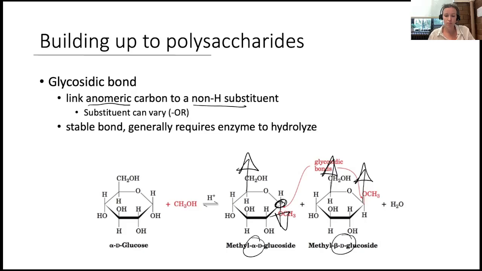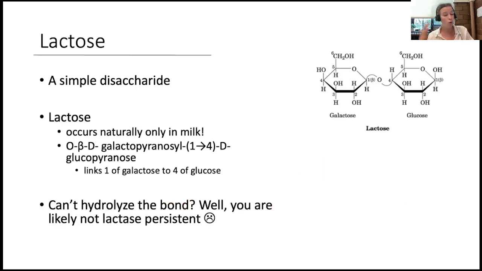Now, as I mentioned, this glycosidic bond can be formed not just to small substituents such as OH or OCH3, but also just a whole other sugar. And I'll give you two examples of this. The first is lactose. This is a simple disaccharide found in milk. If you're able to drink cow's milk, you must be lactase persistent, so your body makes the enzyme lactase that's able to digest this bond. If you are lactose intolerant, sadly, you do not make that enzyme anymore.